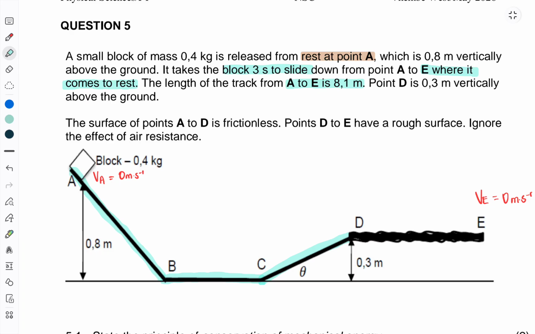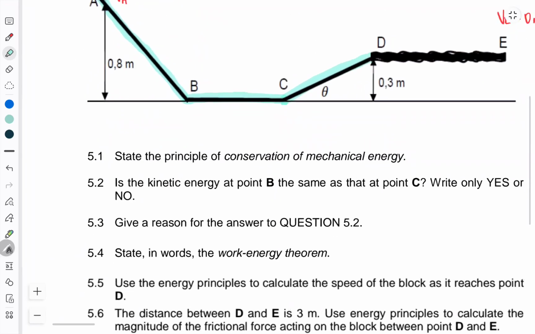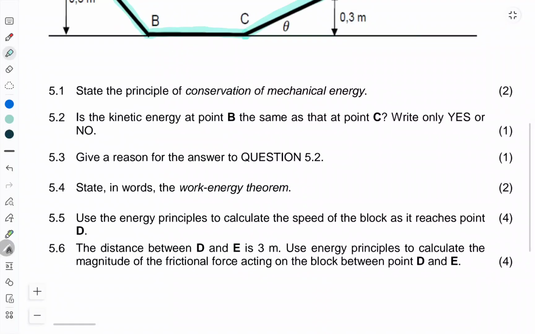Let's continue to our first question in question 5. The first question is, state the principle of conservation of mechanical energy. Just to emphasize, questions like these, your definitions and stating the principles or laws, account for about 13% of your total question paper, at most. So you must make sure you know all of your definitions. If you're going to write paper 1, you must know all the definitions and laws associated with all the chapters in that paper.